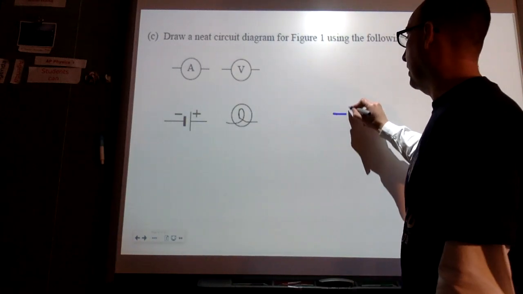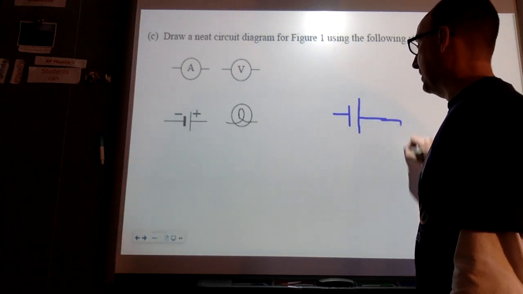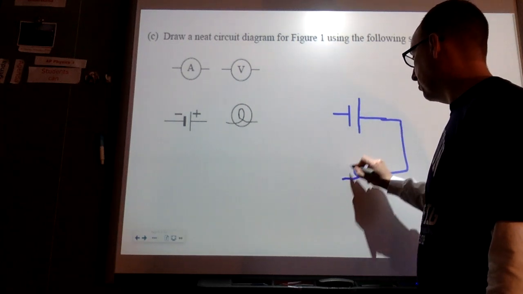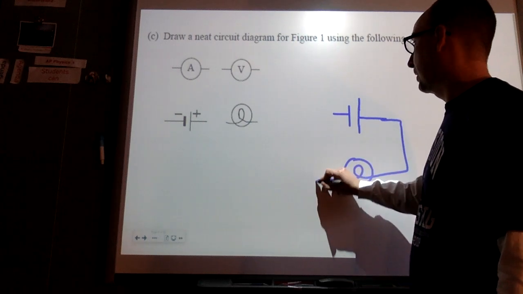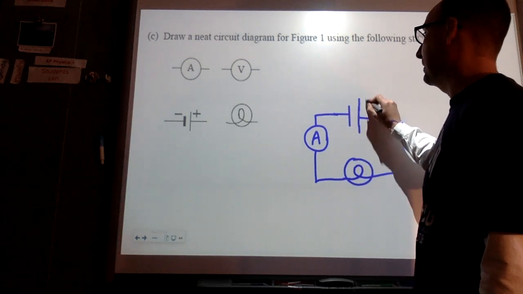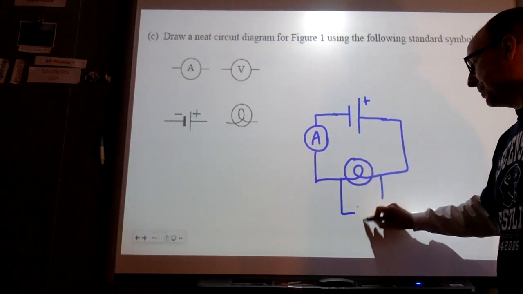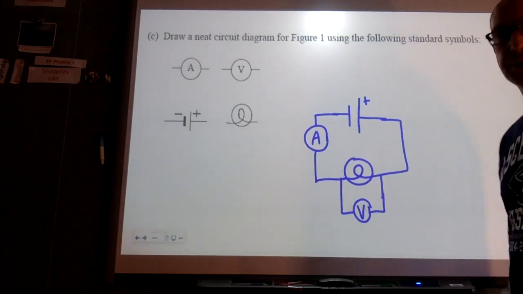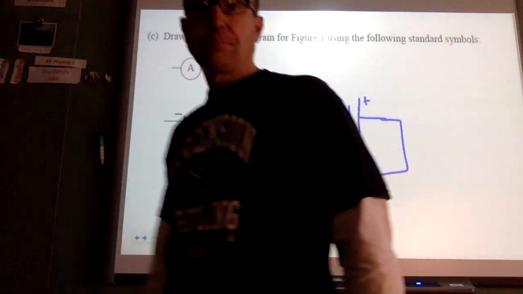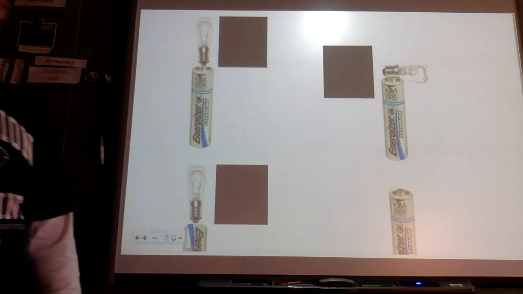All right, so what would this look like if I were to draw it? I have the positive side going to the light bulb. Then it goes through an ammeter, and then it goes back to the negative side. And my voltmeter is across the light bulb itself. All right, we'll do this in person.